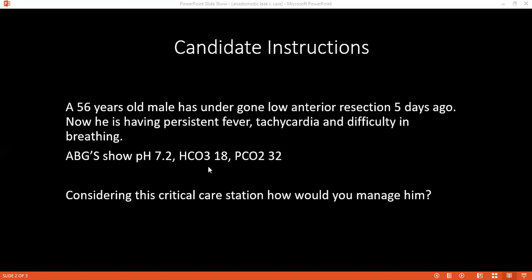Scenario: the patient is suffering from fever, tachycardia, and breathing difficulty. So maybe the patient is suffering from generalized peritonitis and is hemodynamically unstable. So if the patient has generalized peritonitis and is hemodynamically unstable, I will go for exploratory laparotomy and drainage of the content from the peritoneal cavity and put in a drain.